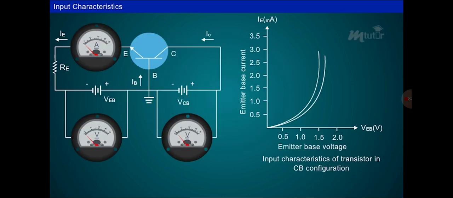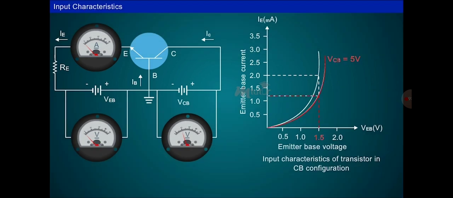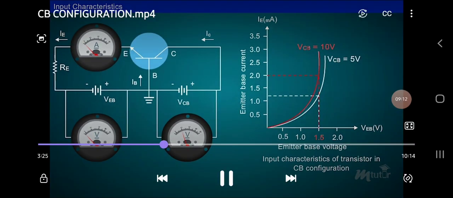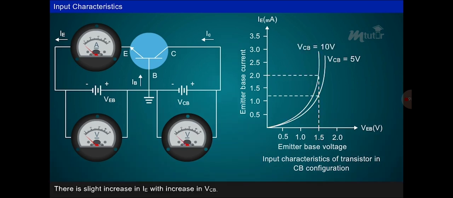When we increase collector base voltage to 10 volts with constant emitter base voltage, the emitter current increases slightly. For VCB equal to 5 volts, when VEB is 1.5 volts, IE is 1.2 mA. When VCB is equal to 10 volts, with VEB 1.5 volts, IE is 2 mA. Thus, it can be observed that there is slight increase in emitter current IE with increase in VCB.